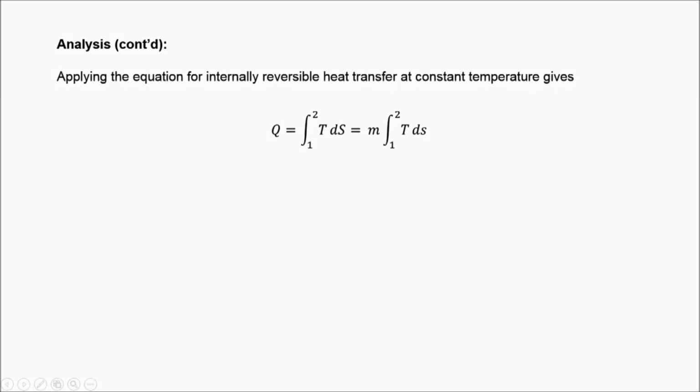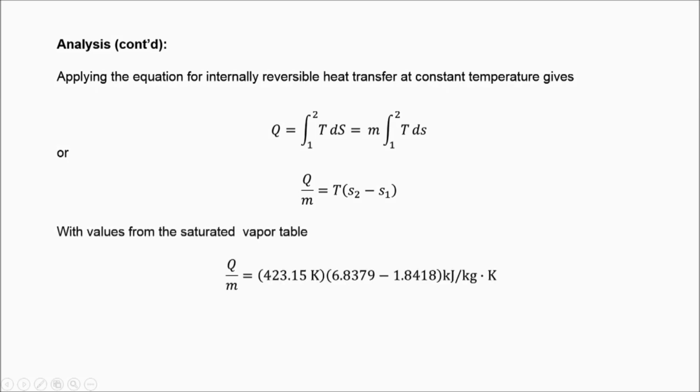In determining the heat transfer, we first apply the equation for the internally reversible heat transfer at constant temperature, which is as follows, written both in terms of the extensive property, capital S, or the specific entropy, small s, times the mass. Dividing by the mass, we get an expression for the overall heat transfer per unit mass: Q over m is equal to T times (S2 minus S1). With values from the saturated vapor table at 150 degrees C, where S1 is equal to 1.8418 kilojoules per kilogram Kelvin, and S2 is equal to 6.8379 kilojoules per kilogram Kelvin, the heat transfer per unit mass is obtained as follows.